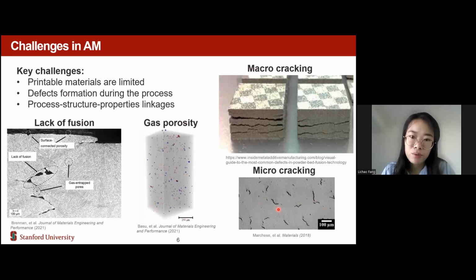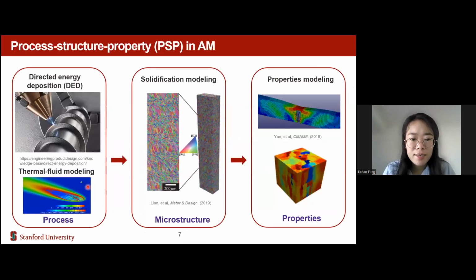Another challenge is to develop the correlation between the process, structure, and the properties. And I will introduce this in later slides. As we can see, during the process, different laser parameters and tool paths will lead to a very complex thermal process with the melt pool dynamics and free surface flow in metal additive manufacturing. And different temperature fields will lead to different solidification processes and will change the microstructure formation. And the microstructure will also affect the mechanical properties.